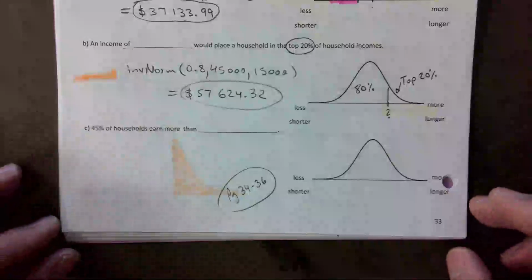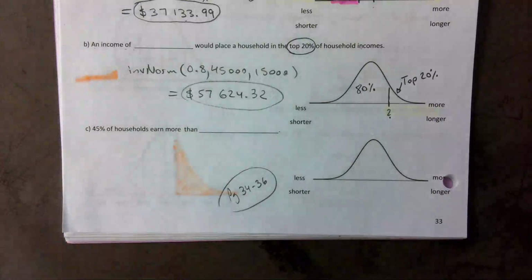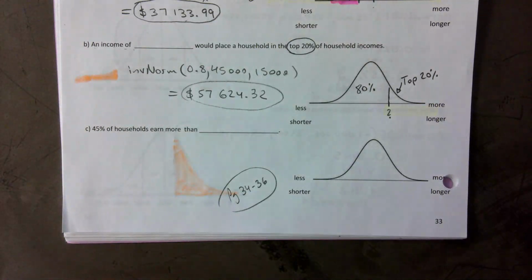If we go to 33, this is just continuing. If I were to ask you, so we started talking about normal CDF and inverse norm. And so basically, the challenge is to know when to use which function and what to enter, right? What are the entries that I'm supposed to put in?